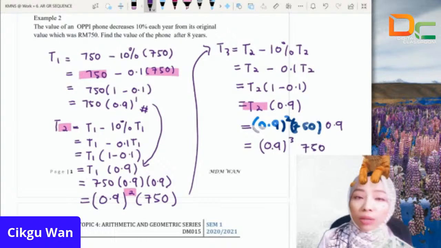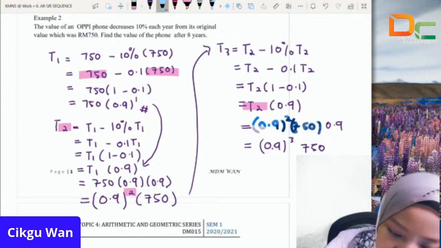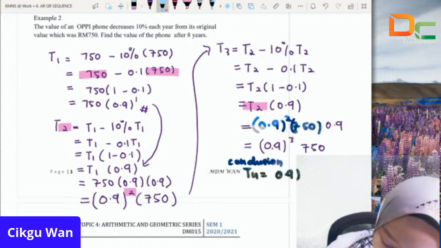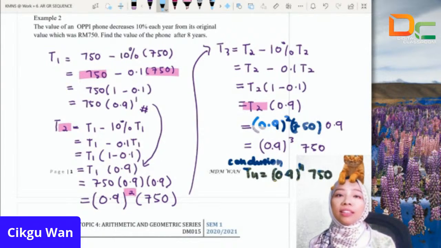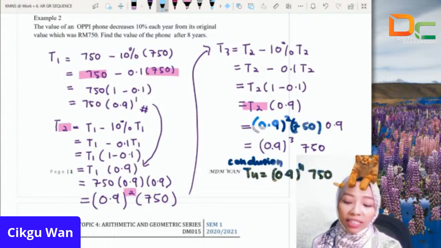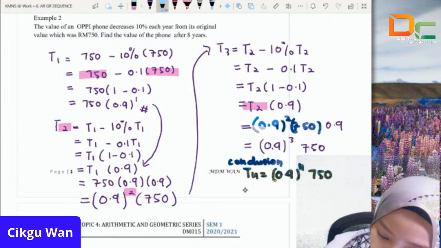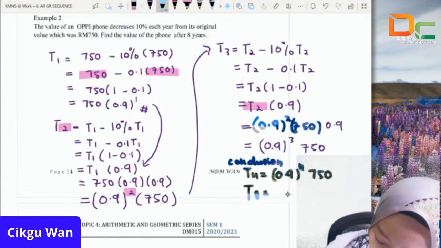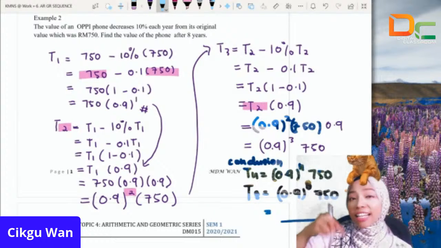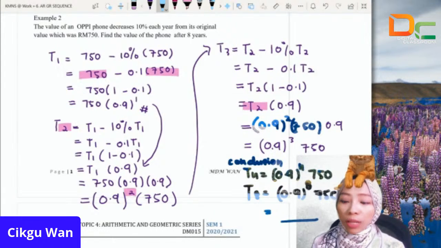So, what we can say, Tn is, the conclusion, Tn is equals to 0.9 to the power of n, 750. Okay. So if we want T8 equals to 0.9 to the power of 8 times with 750. Okay, can you give me the final answer? Give me the final answer at the comment below.